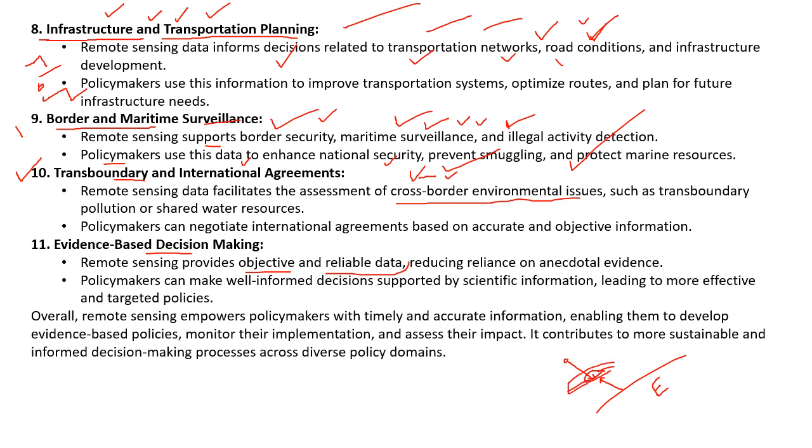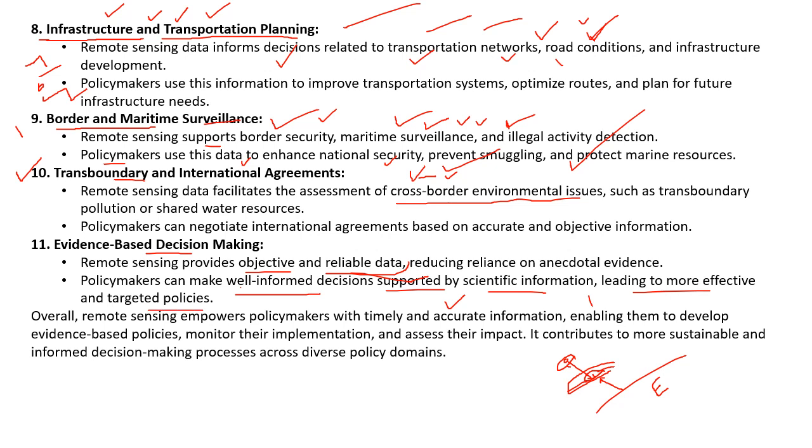The cloud cover sometimes gives you, I mean, not accurate information. Otherwise, whatever is seen or detected by the satellite is the accurate information, and that is the reliable data. So policymakers can make well-informed decisions supported by the scientific information, okay, leading to more effective and targeted policies.